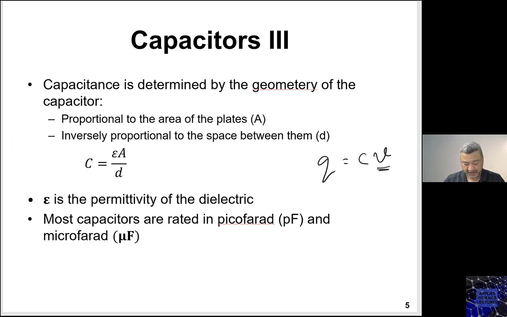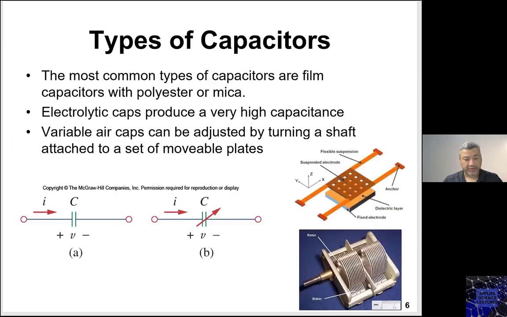You have probably seen several types of capacitors with different values, picofarad, microfarad, even nanofarad capacitors, the common capacitors that you see in the lab. There are several types of capacitors, and several technologies are used to build them. Some of the most common are film capacitors made with polyester or mica. And there are also some electrolytic caps that produce very high capacitance.